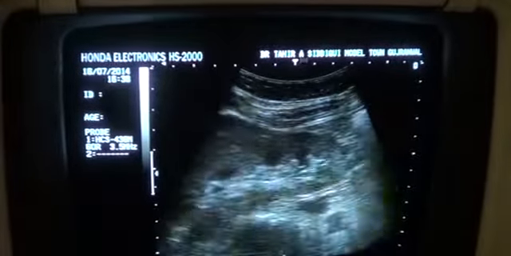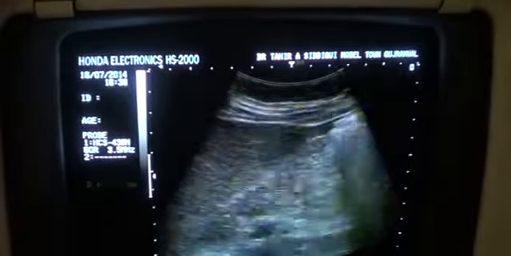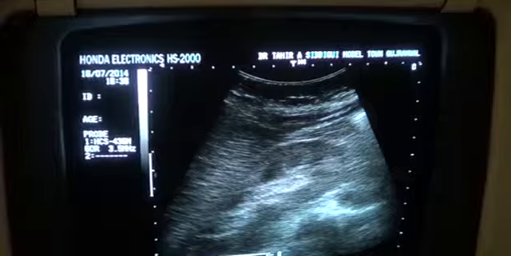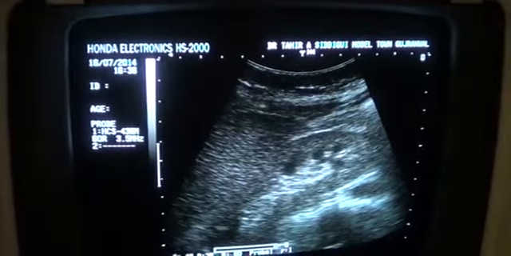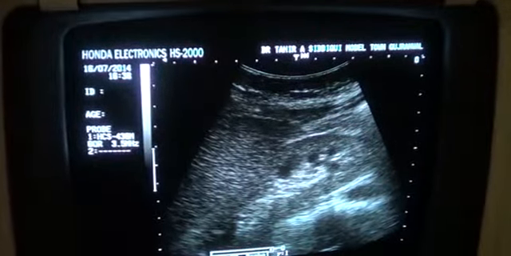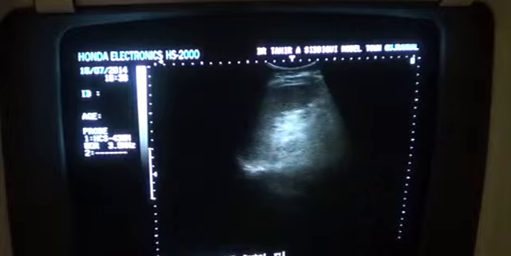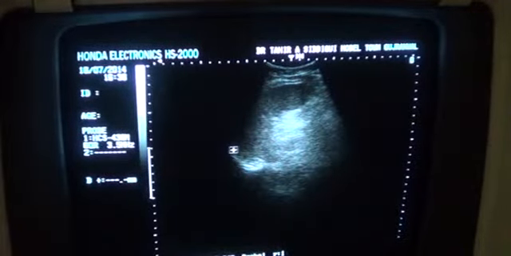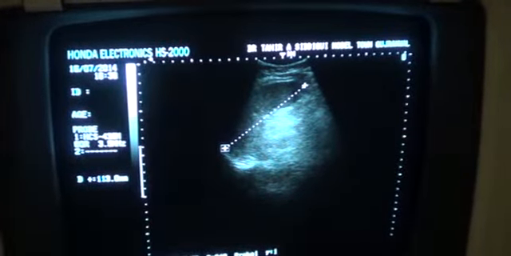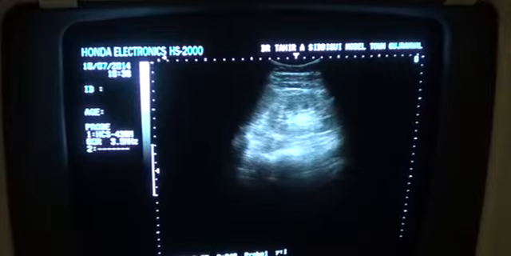You can see the prominence of the pyramids. These are the pyramids, and you can very well note the prominence of the pyramid in this particular patient. Now let's go to the left side, and see what is the measurement of the spleen. This is the spleen. From pole to pole it measures 11.3, up to 12 centimeters is considered normal. So this spleen is normal.